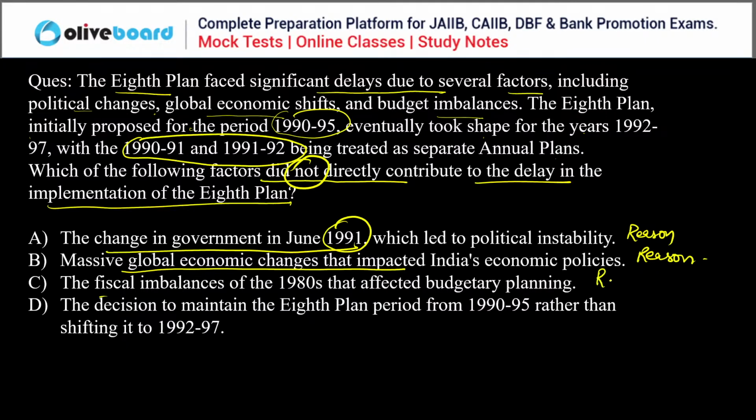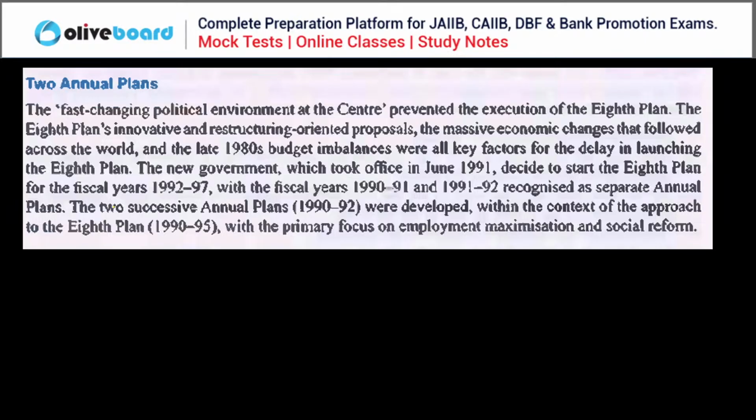Fiscal imbalances happened at that time, so these were the reasons. What was not directly contributing is the decision to maintain the eighth plan period from this rather than shifting it to 1992 to 1997. D is the correct answer. I have given you the screenshot of the same. So it was written here.